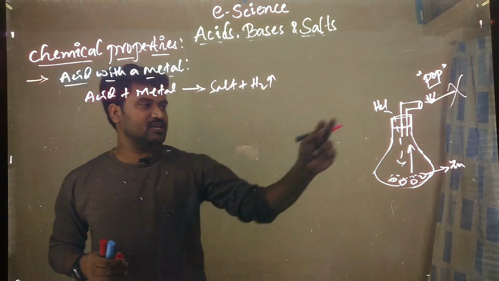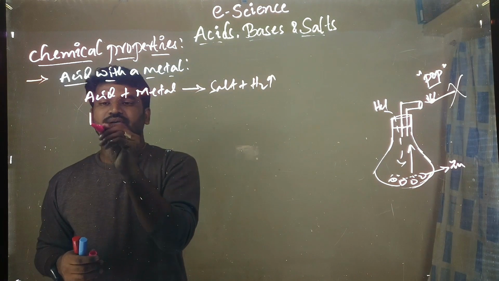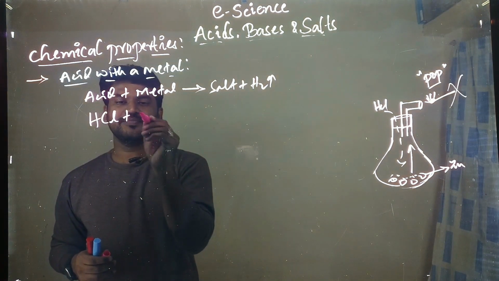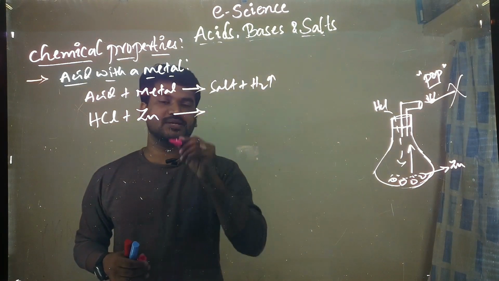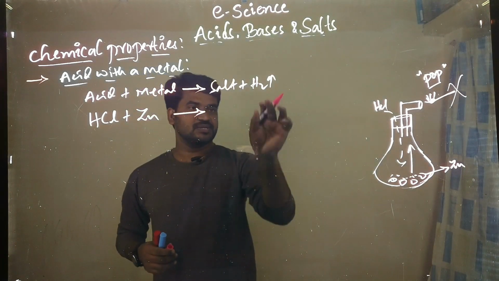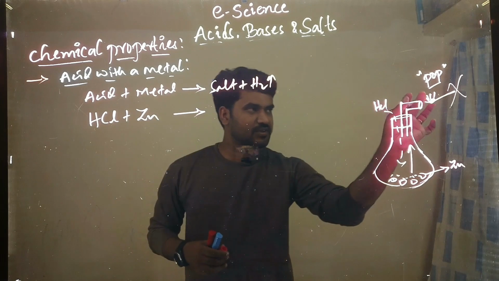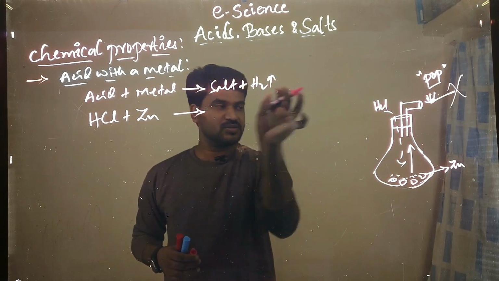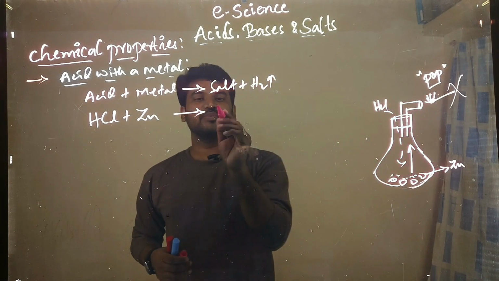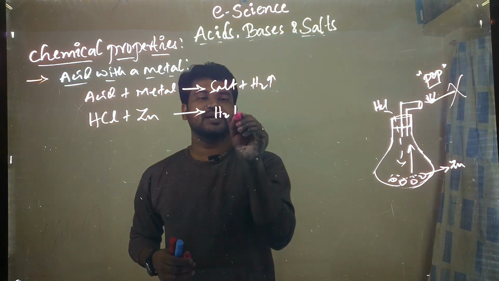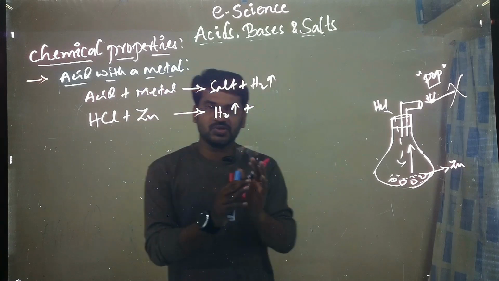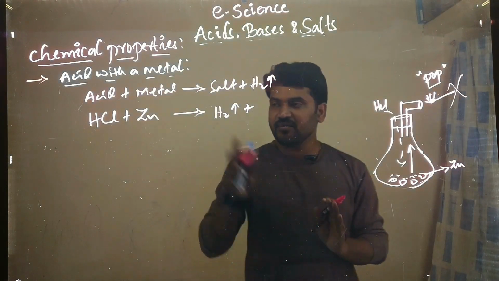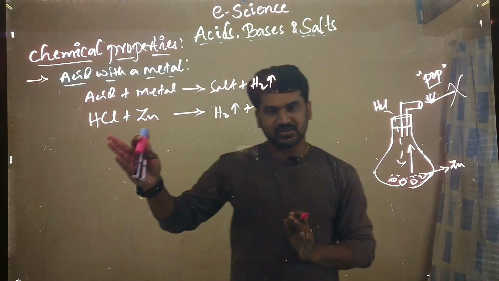So acid is there. Which acid have we taken? HCl, and zinc metal, right? So here what happens? Hydrogen gas evolves. So directly we will write hydrogen gas. Hydrogen gas evolves in this reaction also. Salt is there, but we don't know the salt name. How to write the salt name? I will tell you now. It's a simple thing.